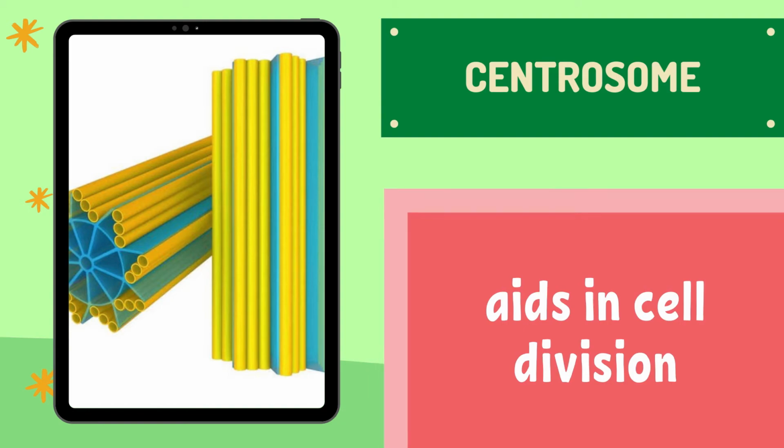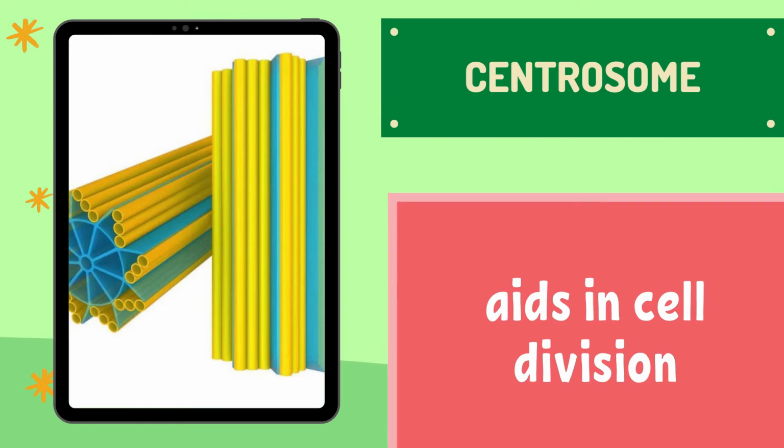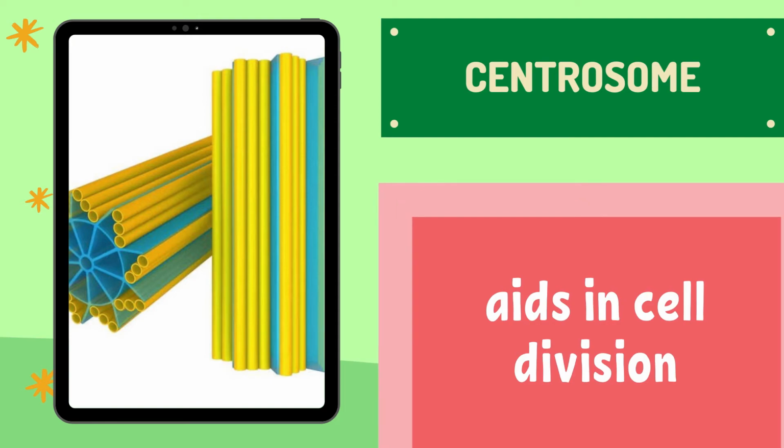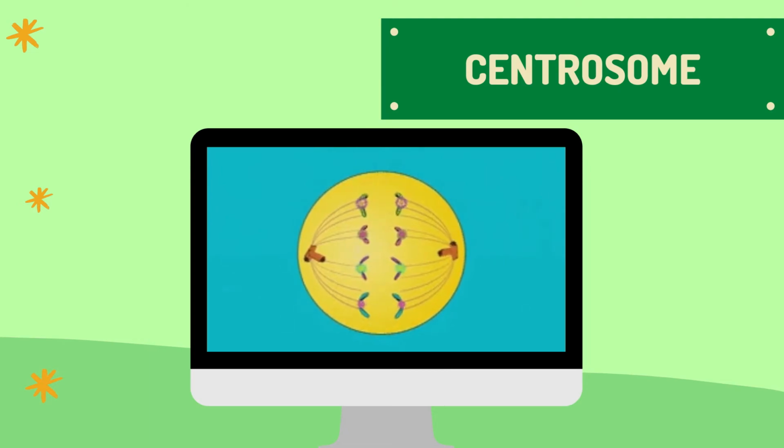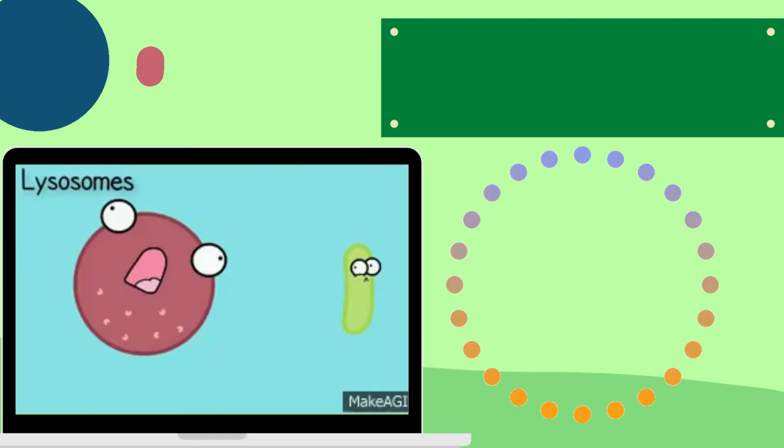Centrosome. Centrosome is an organelle which serves as the cell's main microtubule organizing center, or MTOC. Aside from organizing microtubules, it also provides structure for the cell. It also aids in cell division by pulling chromatids apart.